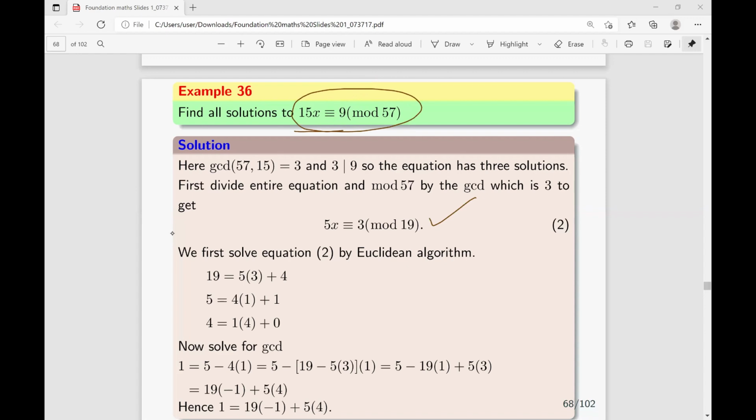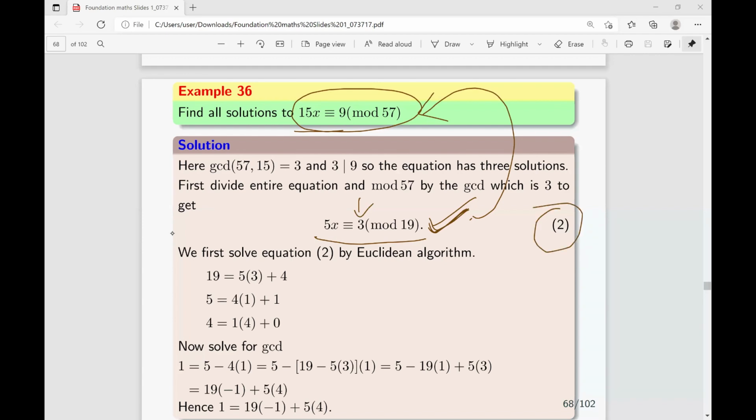Now, this one, the GCD is 1. And 1 still divides that. So, of course, it has a solution. This one has one solution. After getting this one solution, you use it to get the solution to the original equation. Is that okay? Now, how do we find a solution for this equation 2?